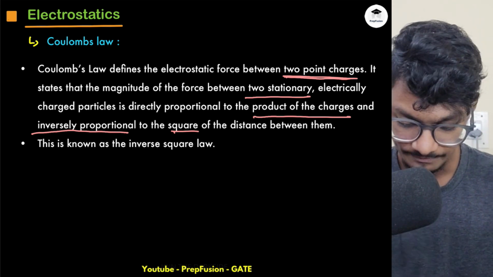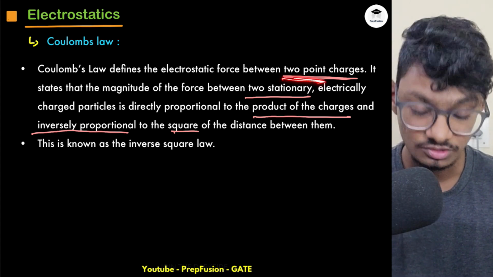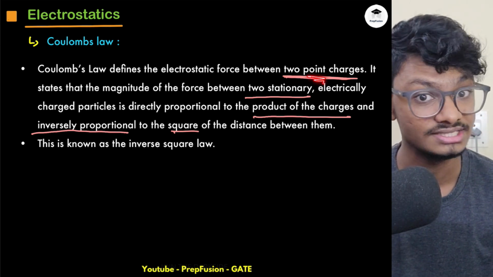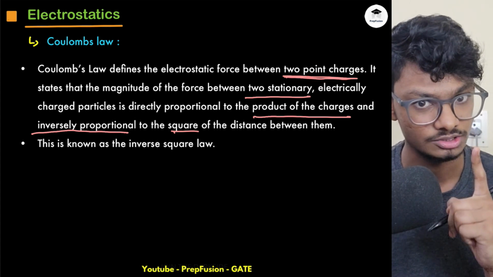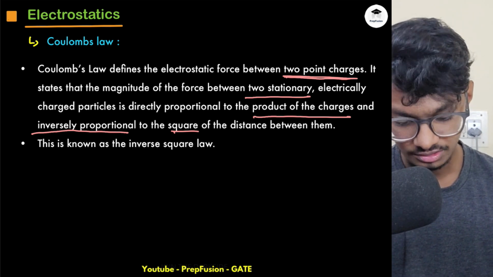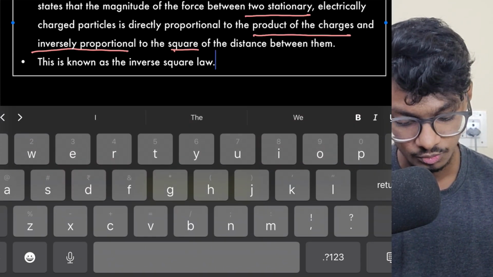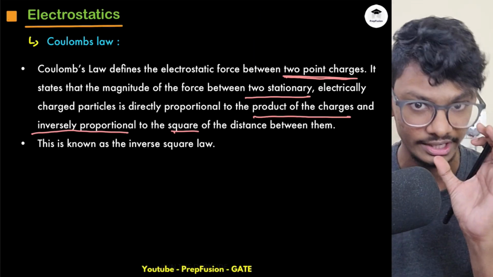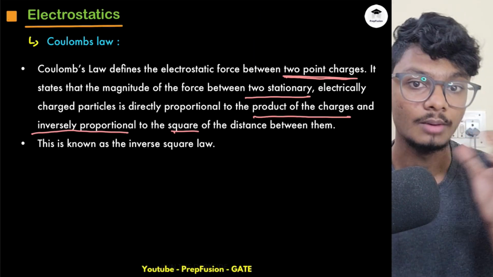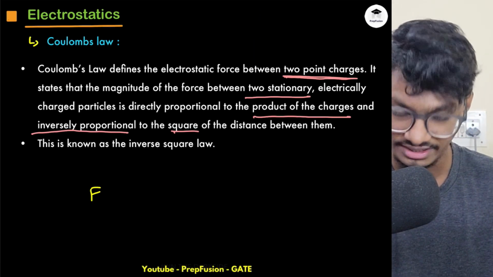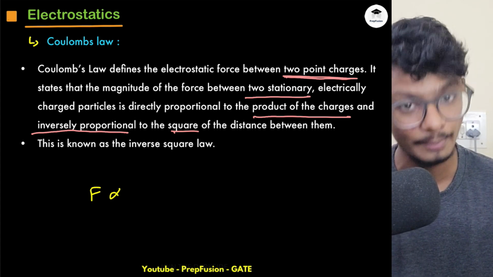So basically this point is very important: Coulomb's law is only defined for 2 point charges, and I have defined what a point charge is, so do keep this in mind. Coulomb is telling us that the 2 point charges will experience the same force but in opposite directions. The force direction I will talk about later. Let's just talk about the magnitude for now.